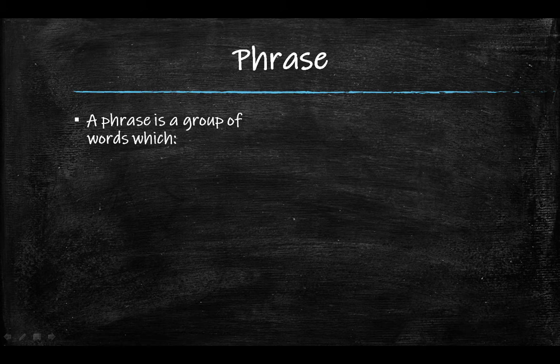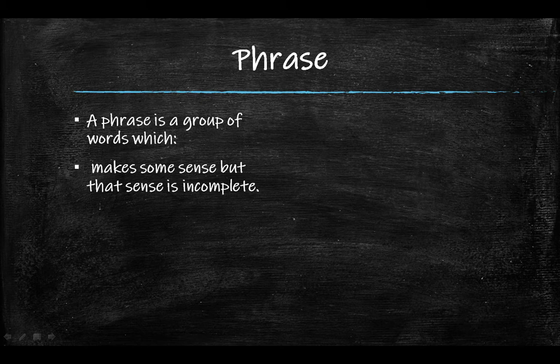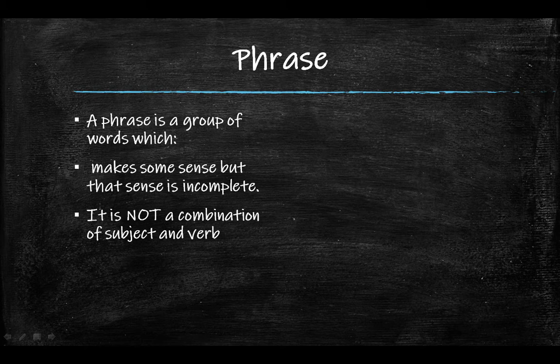So, number one, a phrase is a group of words. It's not a single word, which makes some sense, but that sense is incomplete. Well, a sentence is also a group of words, but the difference is that in a sentence, the sense is complete. In a phrase, it's incomplete.